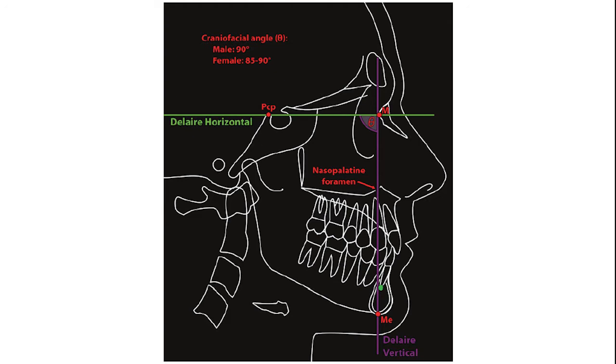The craniofacial angle is the posterior inferior angle formed by the intersection of the Delaire vertical and horizontal lines. It helps to determine the sagittal position of the maxillary and mandibular skeletal bases relative to the cranial base. Normal Caucasian adult values are: the male is 90 degrees and the female is 85 to 90 degrees.